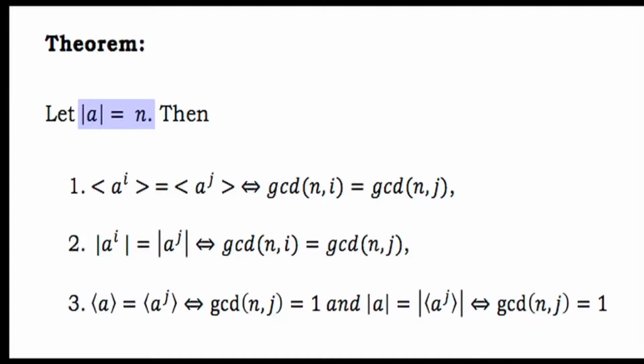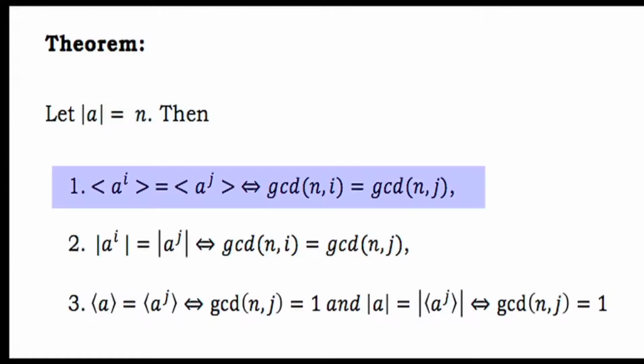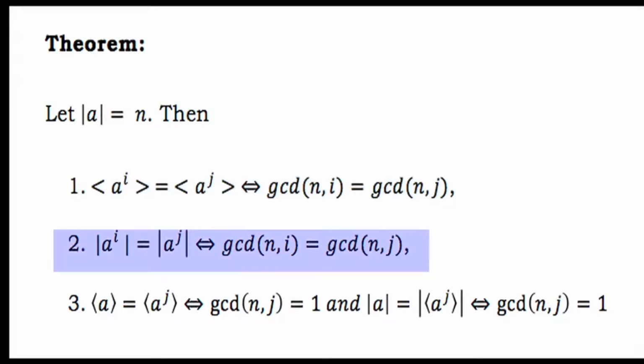Theorem: let the order of a be equal to n. Number 1, the group generated by a^i is equal to the group generated by a^j if and only if the GCD of n, i is equal to the GCD of n, j. Number 2, the order of a^i is equal to the order of a^j if and only if the GCD of n, i is equal to the GCD of n, j.